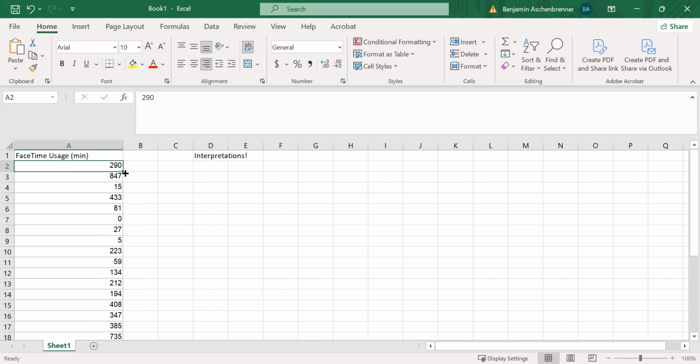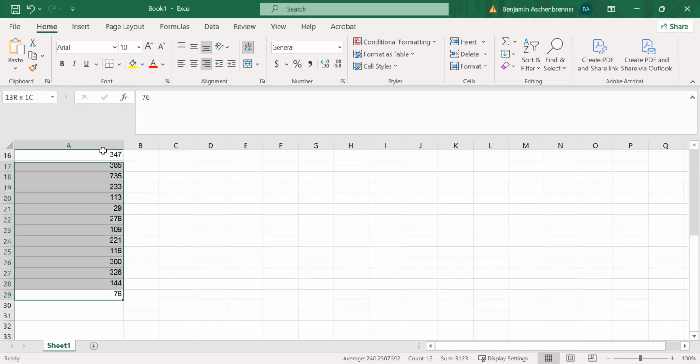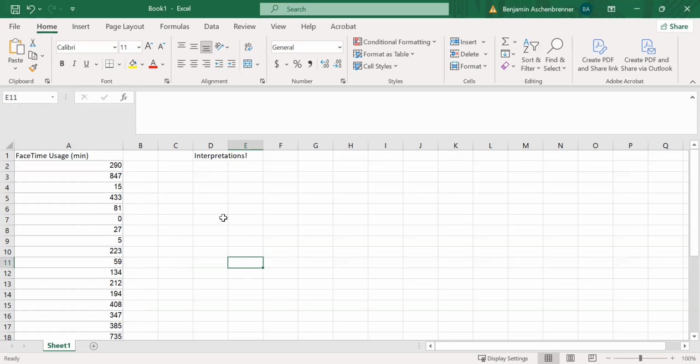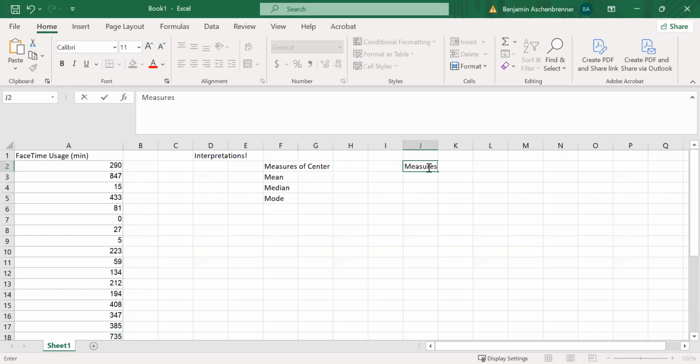This is the daily use of FaceTime in minutes that a person used on their phone, iPhone, since it's FaceTime. So let's start with the measures of center. By the way, these are not all the measures of center in the universe, but these are the three that we've talked about. And then we've got measures of spread. And we've got range, IQR, standard deviation. So I'm kind of going in order of difficulty here.